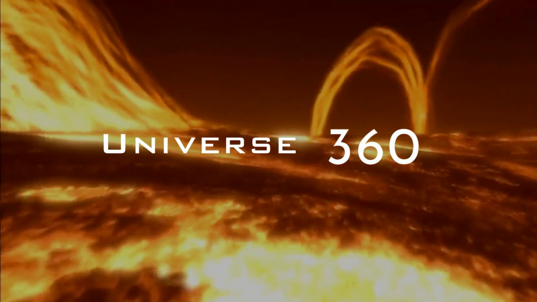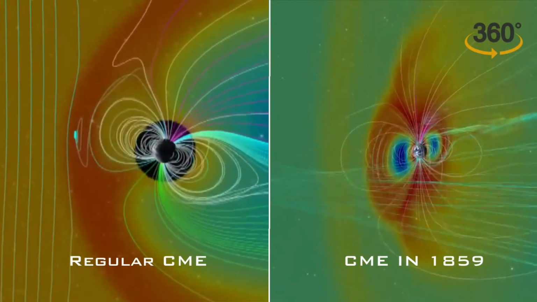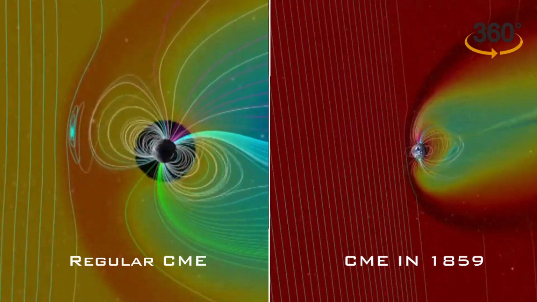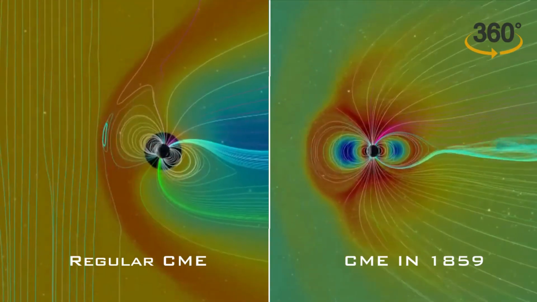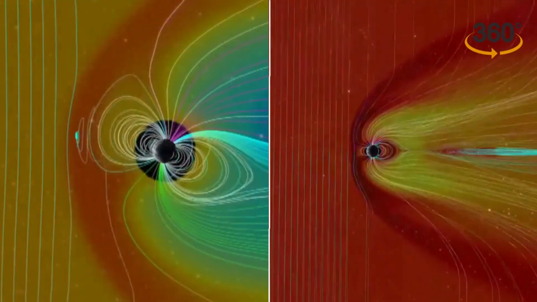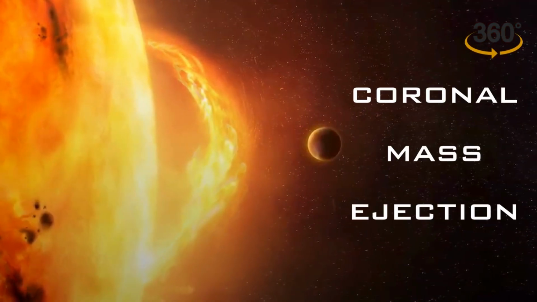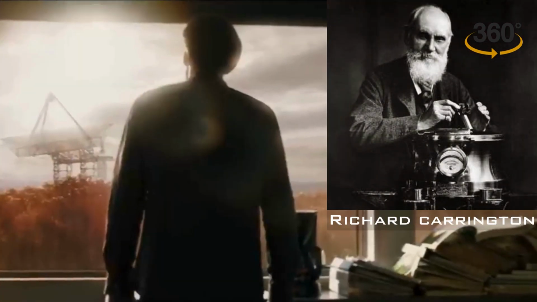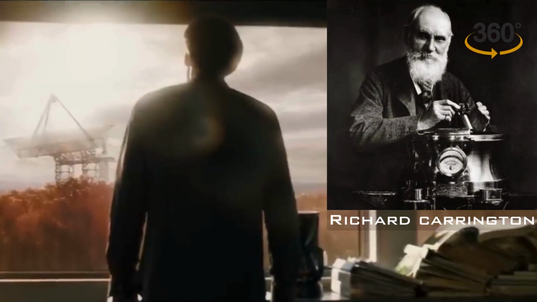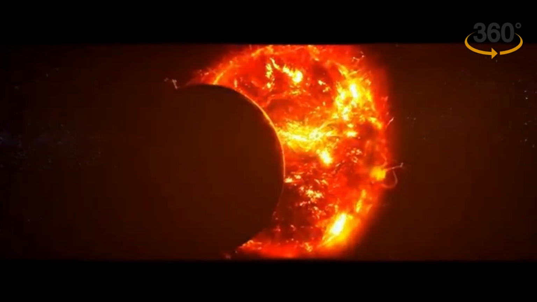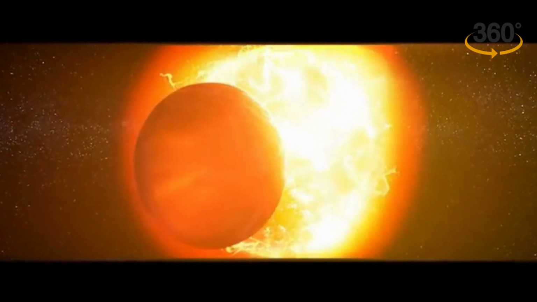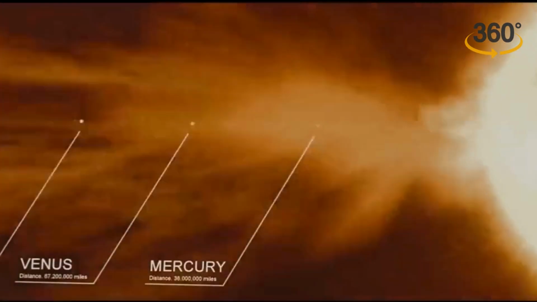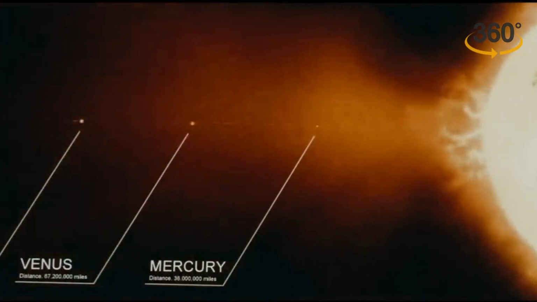The Carrington Event was a massive solar storm, one of the most powerful in recorded history. It occurred on September 1st, 1859, when the Sun unleashed a coronal mass ejection towards Earth. The storm was named after Richard Carrington, an amateur astronomer who was the first to notice a sudden and intense brightening on the Sun's surface, which he attributed to a massive solar flare.